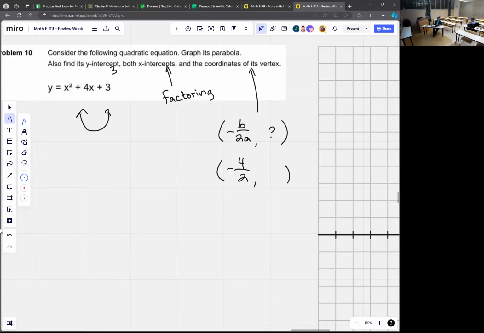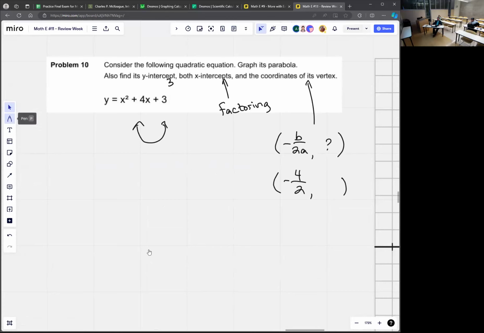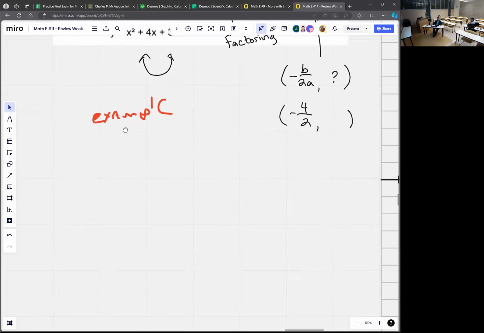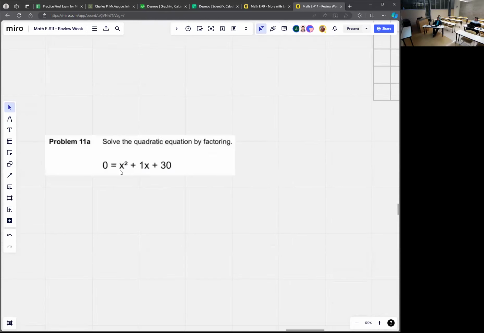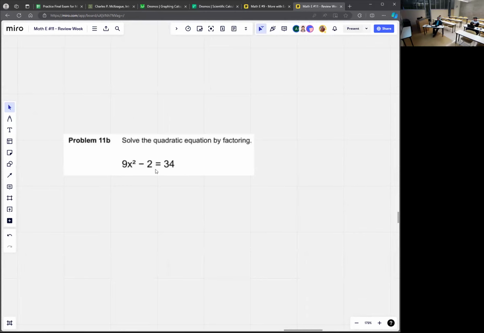So some of that we did a lot of practice on, the factoring. Some of that we did just one or two examples, like the vertex. And again, maybe an example for a 3x5 card. Solve it by factoring. We just had to do that to find the x-intercepts above. Solve it by factoring. They're hiding the 0. Remember to put a 0 on the other side.